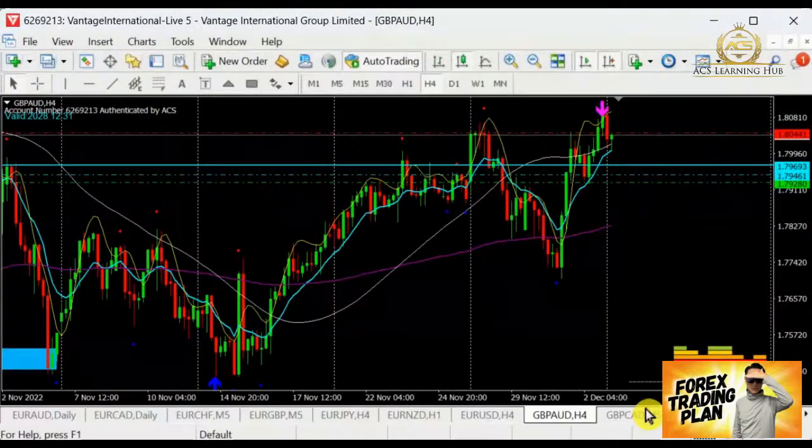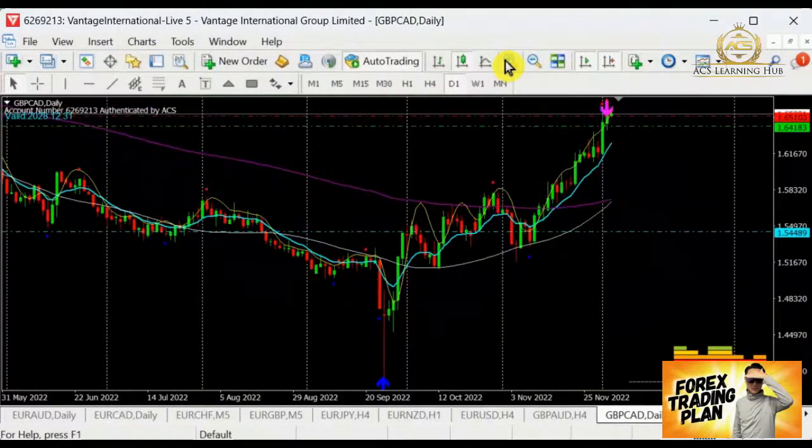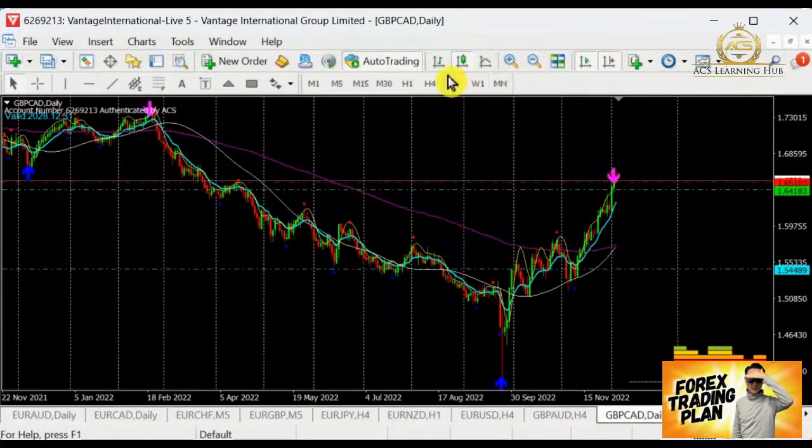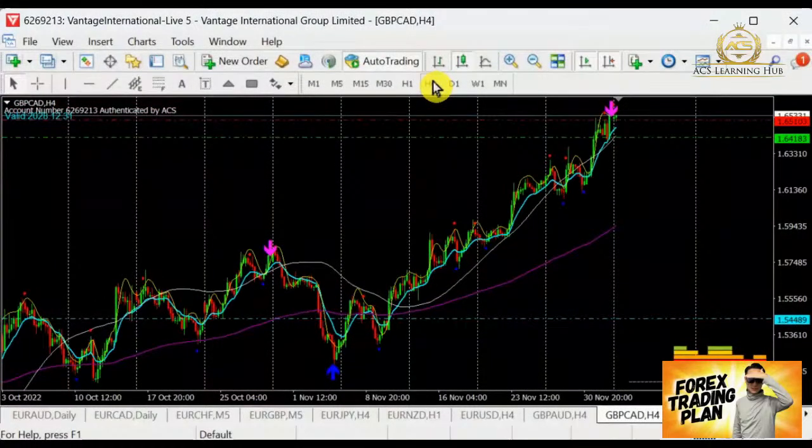Okay, all right, so let's go on to Pound CAD. Pound CAD is very similar to Pound Aussie, we are also moving to the north, they are still in the bull, so we are still looking out for this bull for buying. So this Pound CAD is still good for buying. Buyers can take note, but sellers have to stay away.